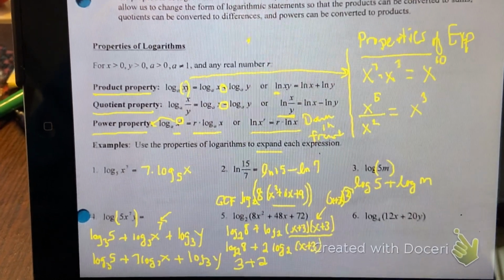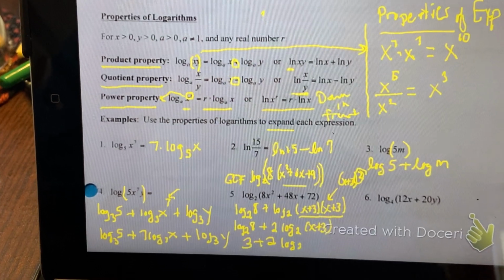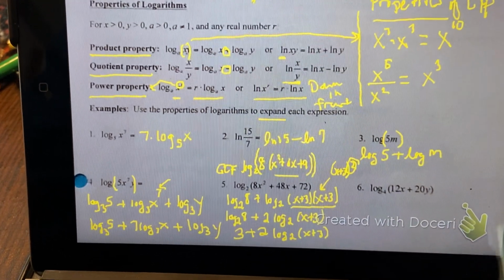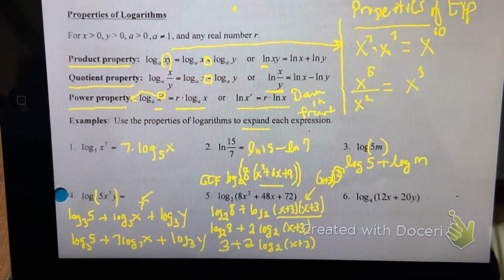All right. Anyway, 3 plus 2 log base 2 of the quantity x plus 3. So that's as far as I need to go on that little guy. Okay?